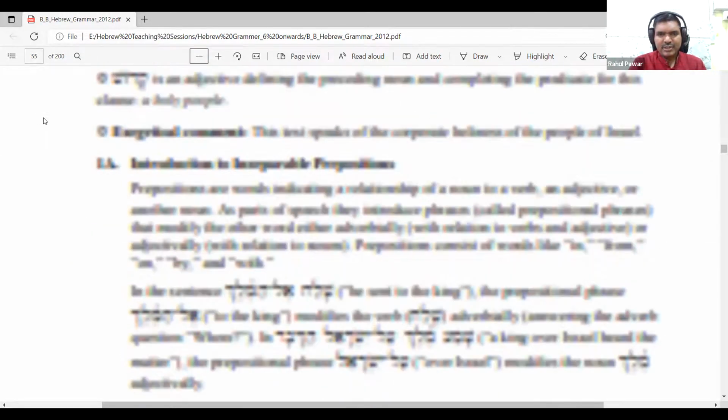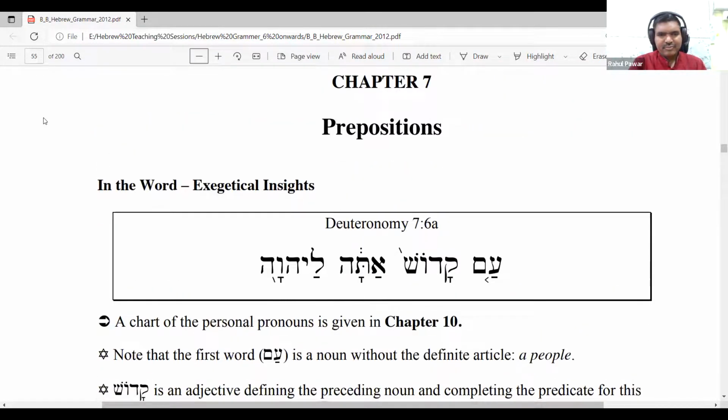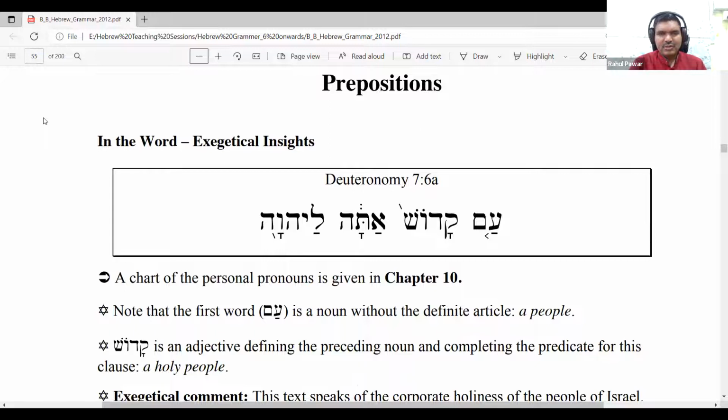Yeah, very good question. What is your question, sister? Why is that lamed pointed with a patach and not with a sheva? Can anyone explain? Exceptional rule. This is an exception. Yeah, for Yahweh, it is always an exception. Okay.